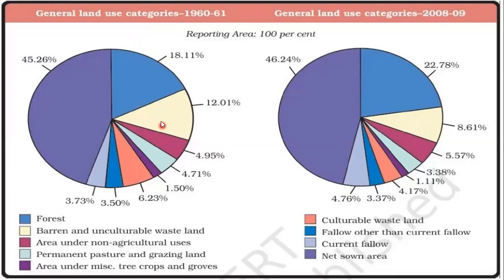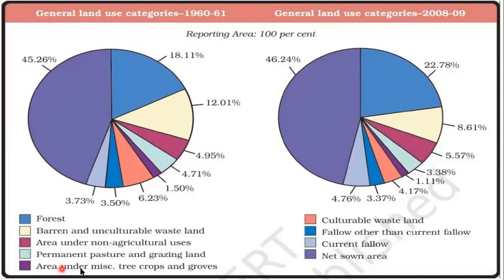So we have tried to use, if you look at this, the barren and unculturable wasteland. And if you look at this, it has changed. Also look at the difference here. This is 22.78%. This is 18.1%. This is the forest area. So we have tried to grow the forest area.